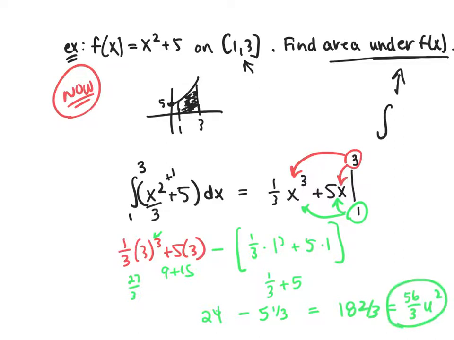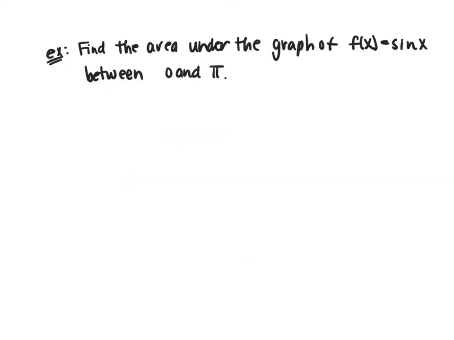So that is my shortcut. I can find the area underneath the curve here without going through all that work, just by integrating with respect to the two endpoints. The important part is you always start with this top number first, and then you subtract the bottom number second. All right, let's take a look at another example.